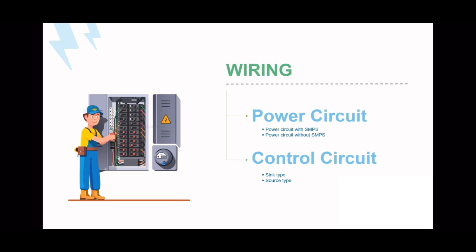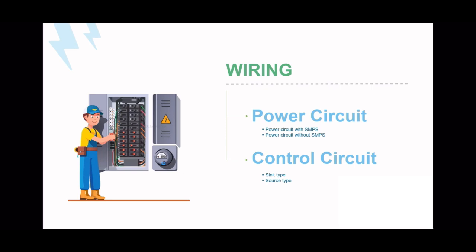Then about the control circuit. There are two types: the first one is sink type and the other is source type. Source is basically a positive supply. If we control an input and an output, you can see that the output is working by using the positive supply from the source. On the negative side, all the charges are sinked to the negative side. Because of that, sourcing is positive and sinking is negative.